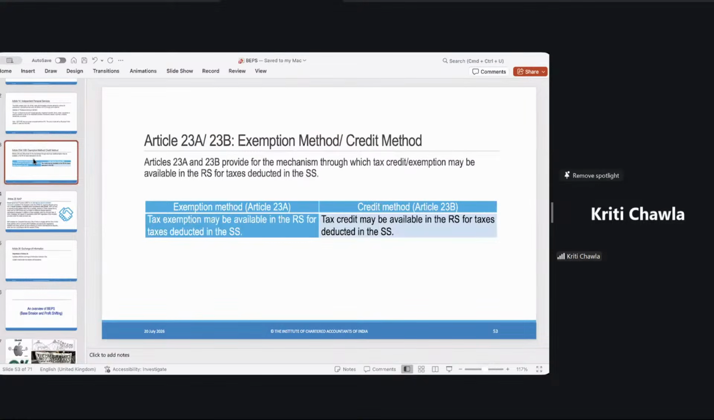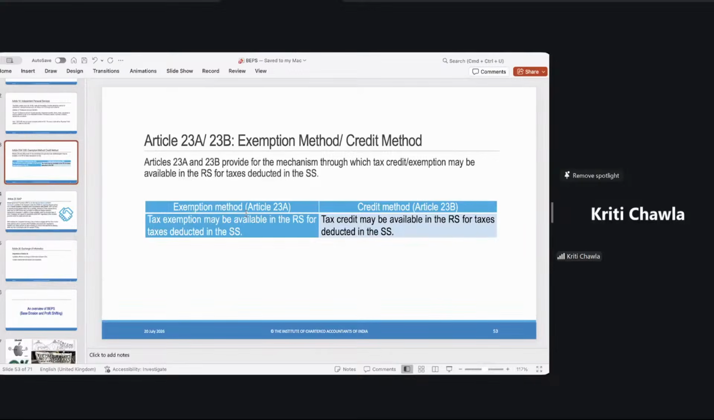The next article is very interesting, which is Article 23A and 23B. Now, this particular article talks about elimination of double taxation. How is double taxation to be eliminated? For this purpose, there are two methods available. Article 23A talks about a method called the exemption method, and Article 23B talks about a method called the credit method. Now, Article 23A and Article 23B provide a mechanism through which tax credit or exemption may be available in the resident state for taxes which are deducted in the source state.